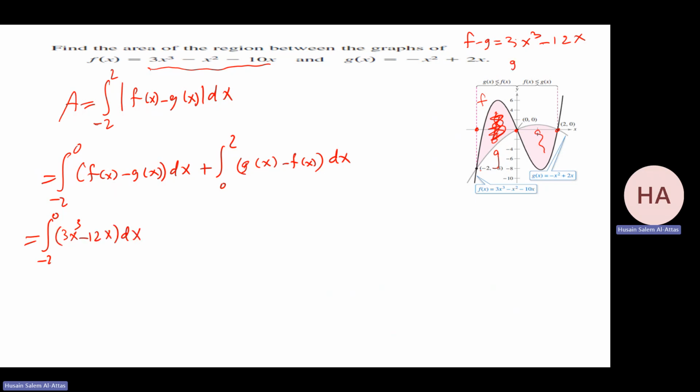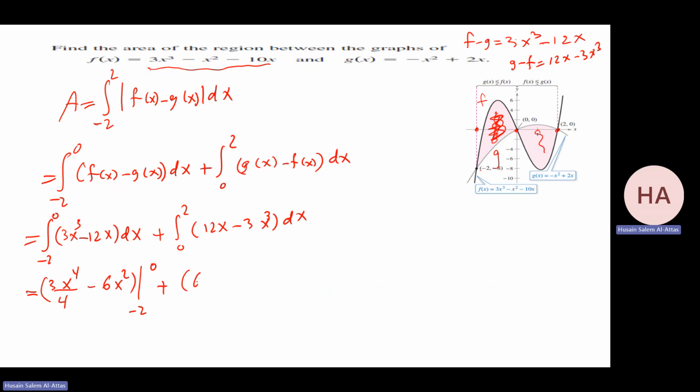G minus f, it will be the opposite. It will be 12x minus 3x cubed. That will be plus from 0 to 2, 12x minus 3x cubed dx. Now do the integration. I have 3x to the power 4 over 4 minus 6x squared. I need to do it from minus 2 to 0, plus the opposite, 6x squared minus 3x to the power 4 over 4 from 0 to 2.